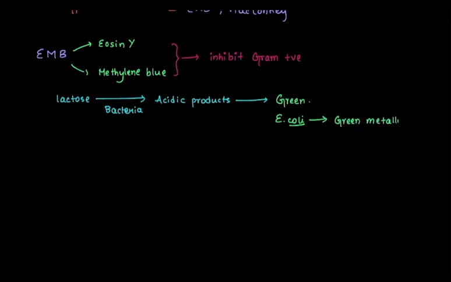metallic sheet-like appearance on the media. So you can Google that out. It looks really nice. So this is lactose fermenting bacteria on EMB, and it sort of does this with most of the fecal bacteria, and E. coli is one of the fecal bacteria.